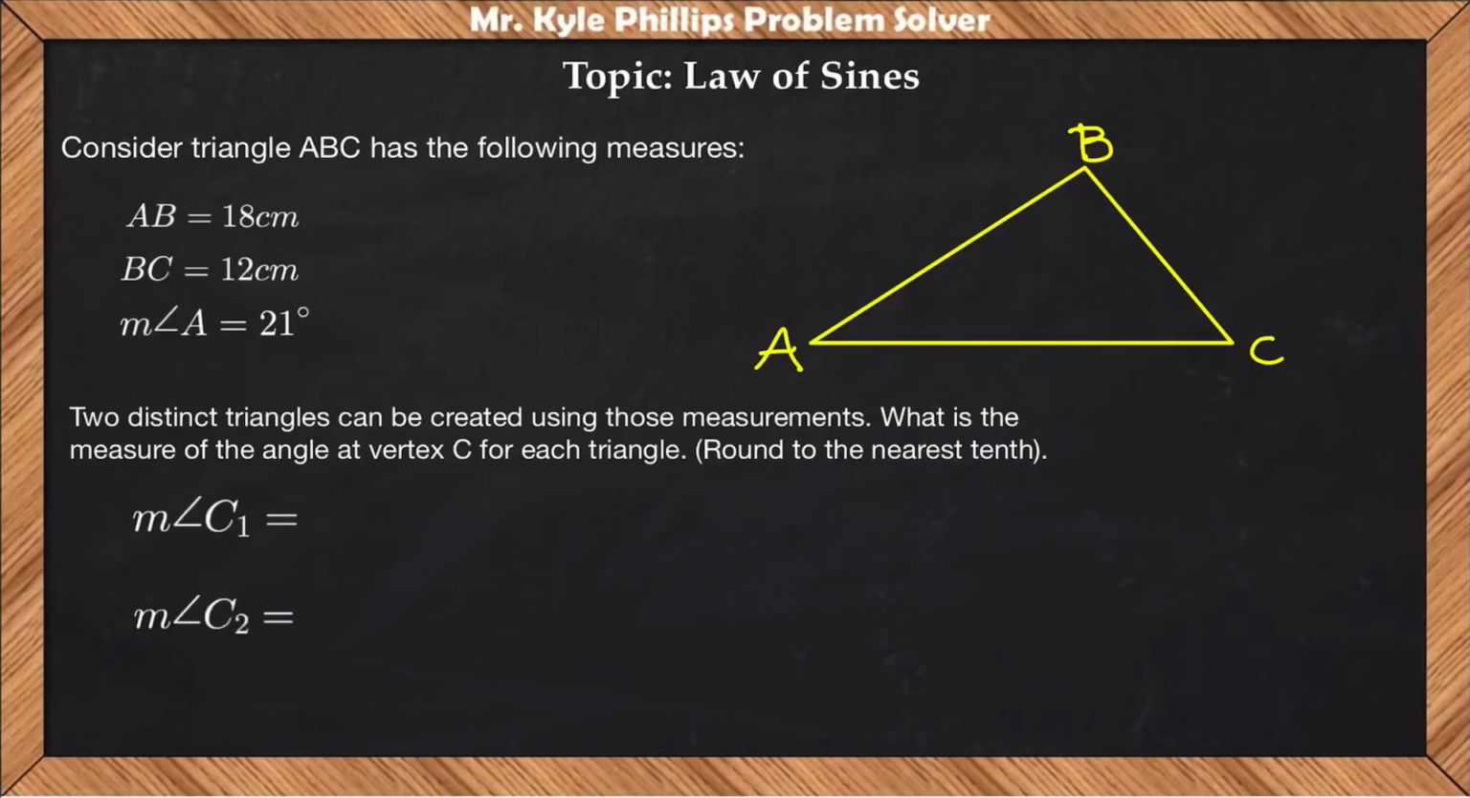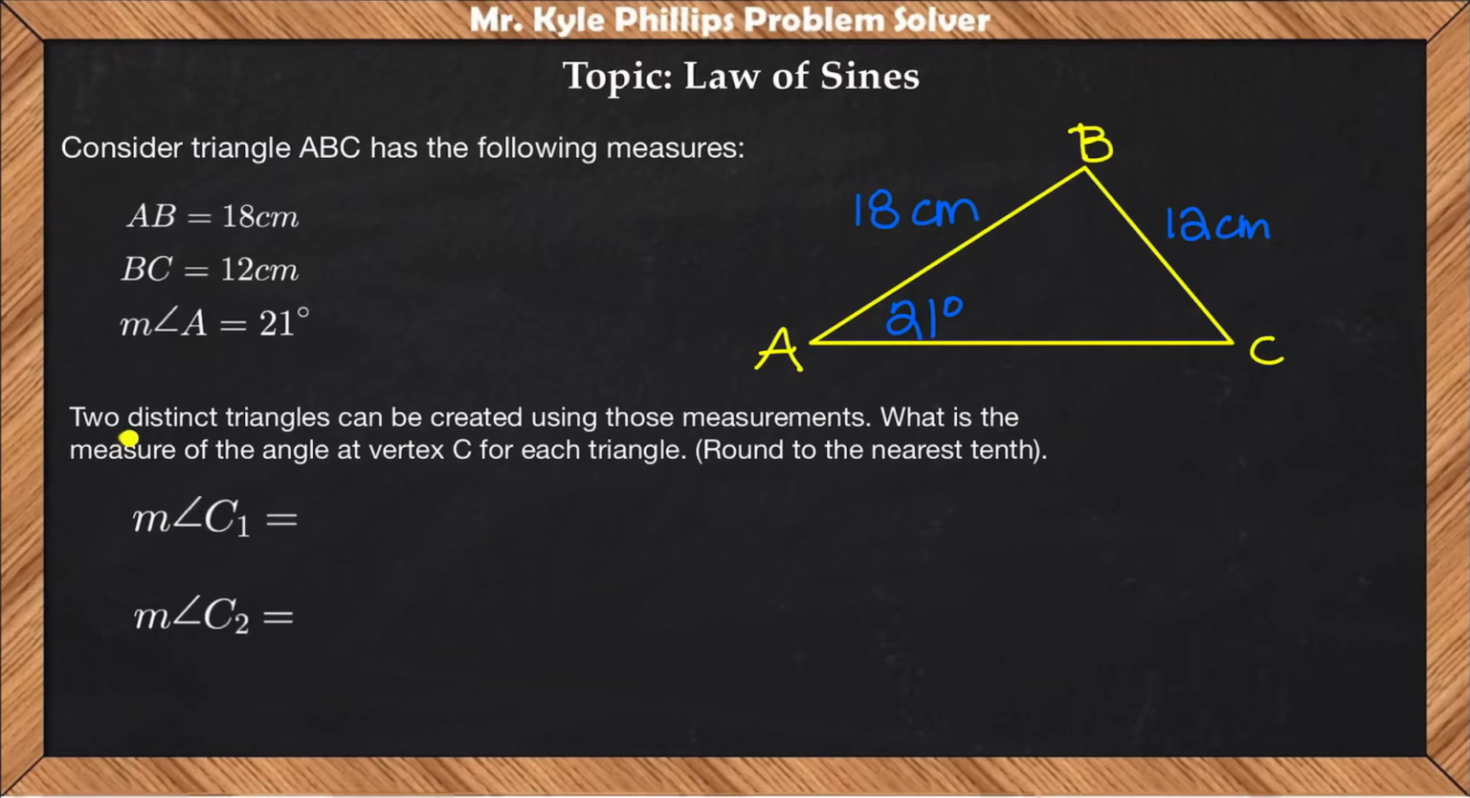Okay, so in this triangle, it says consider the following. So we have these side lengths here. AB is 18 centimeters, so we'll write that here. It says BC is 12. And then it says that the measure of angle A is 21 degrees.